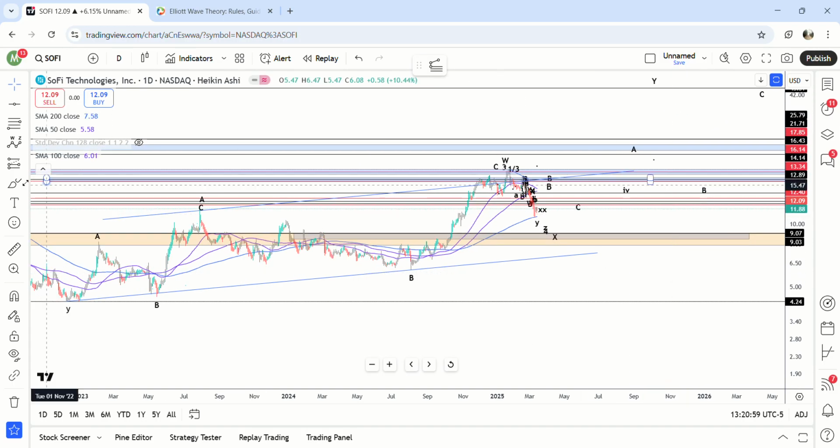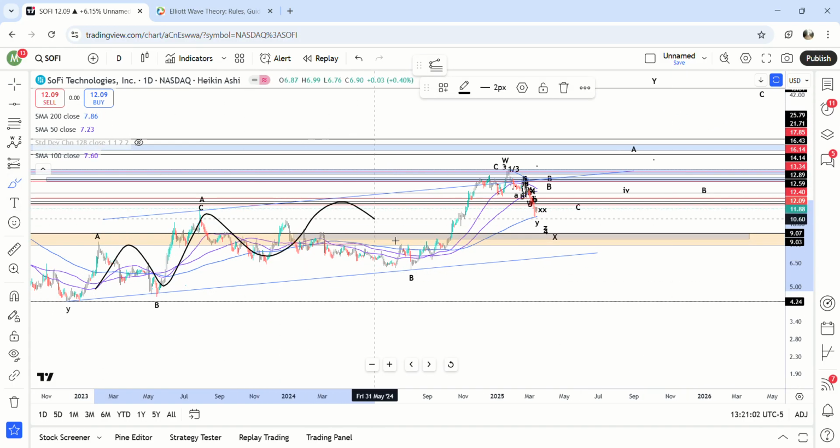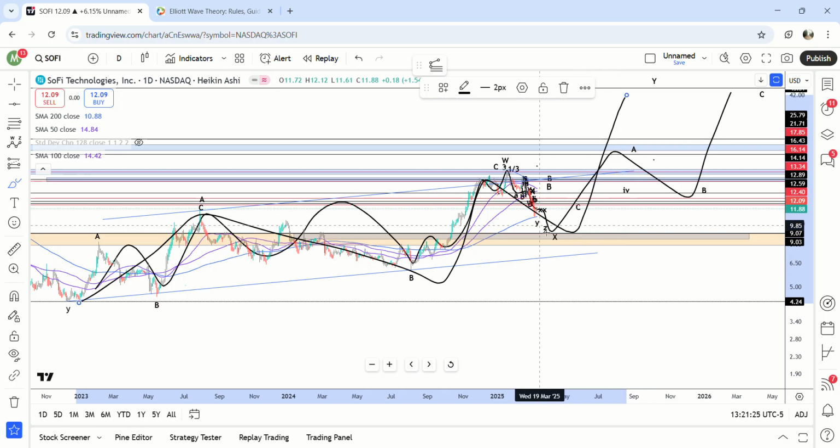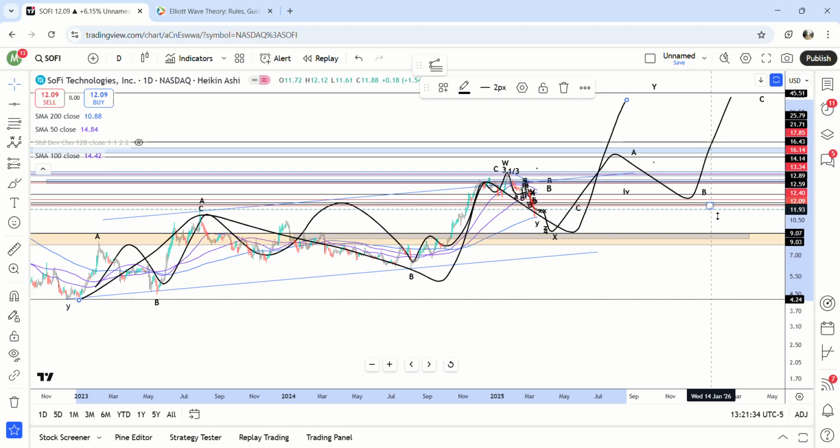So I'll go ahead and draw out the entire thing. You just saw it. ABC, ABC, 1, 2, 3, 4, 5, W, X, A, B, C, Y. So I just wanted to go over that other long-term pattern that could play out. Again, it can also be a diagonal as well. So this kind of just illustrates what I'm expecting short term, potentially down here to $9, and then up to a minimum of $25. So keep on averaging down.